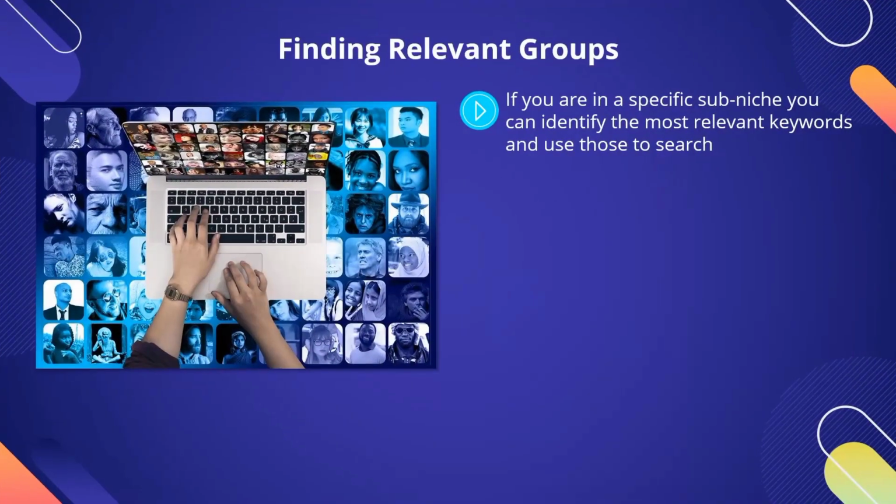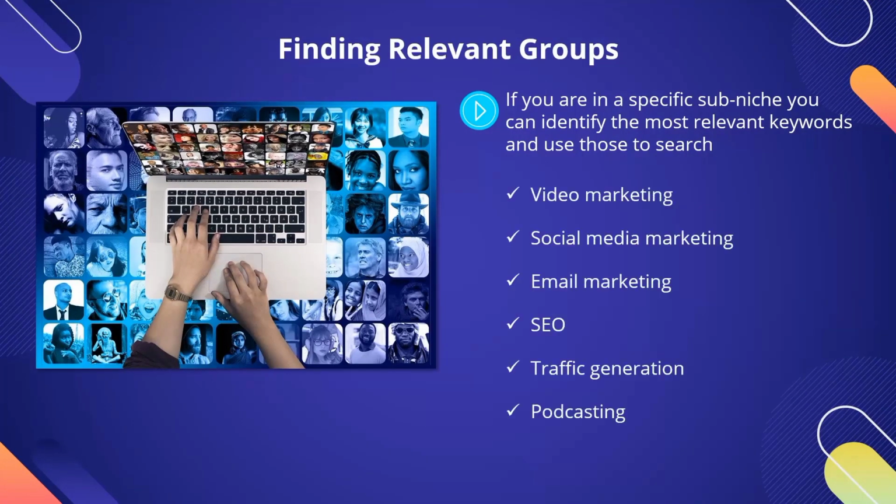If you are in a specific sub-niche, you can identify the most relevant keywords and use those to search. Here are some examples: video marketing, social media marketing, email marketing, SEO, traffic generation, podcasting, paid advertising. Using the right keywords is important here. There are a number of ways that you can create a list of keywords relevant to your niche. Using the free Google Keyword Planner is one of the easiest ways to do this.